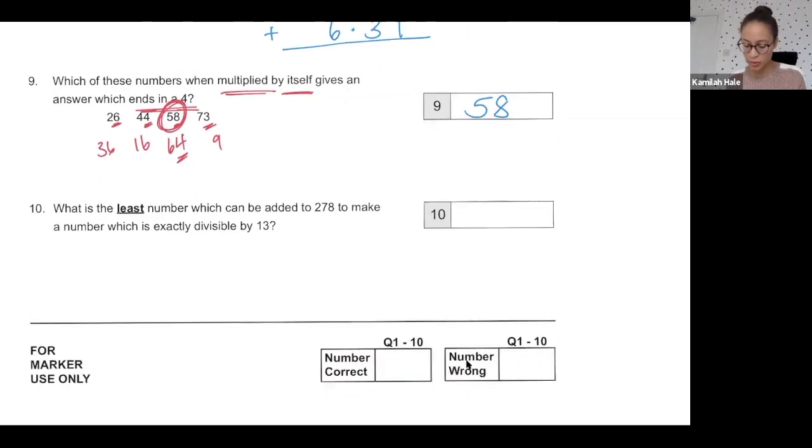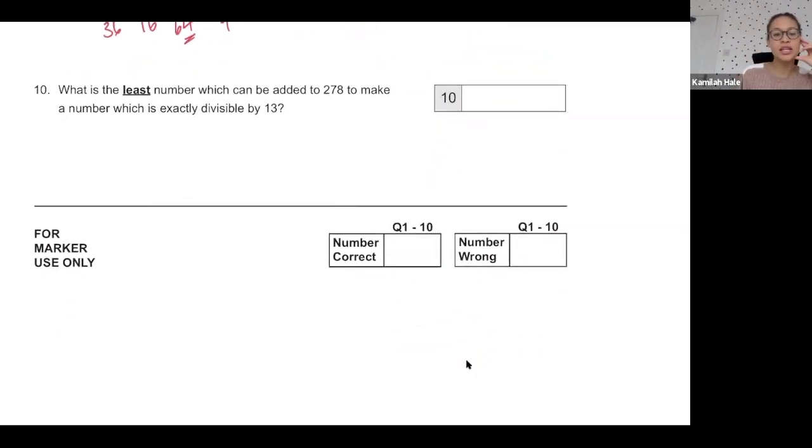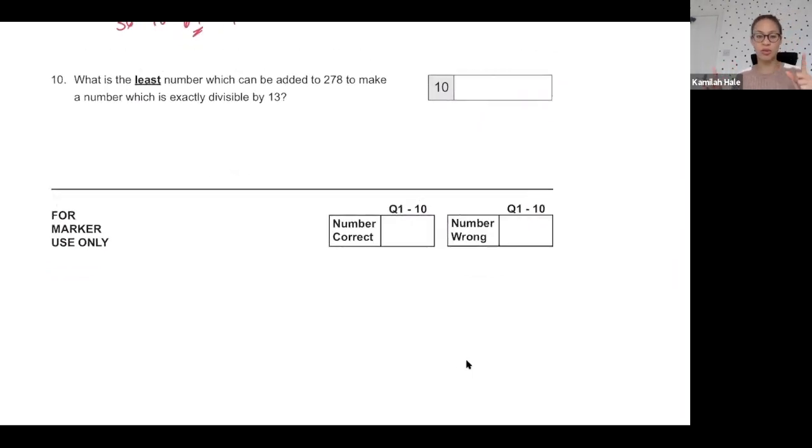Okay. What is the least number which can be added to 278 to make a number which is exactly divisible by 13? What strategy can we use here? I don't want you to write out the multiples of 13. Okay, I'm not getting the right strategy. So someone said trial and error. We don't have to use trial and error with this. We have a strategy that we can use that will work every time.